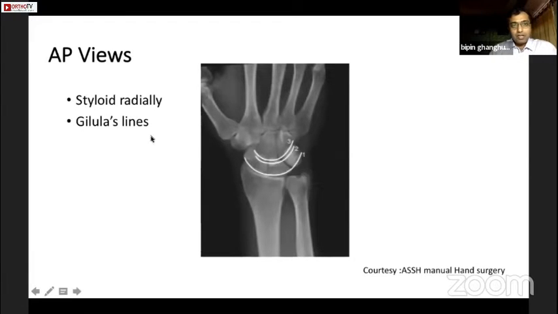AP views are also important. AP views normally we take to look into the Gilula's lines, and also you note that if it is an AP view, the styloid process of the ulna is a little bit radial.